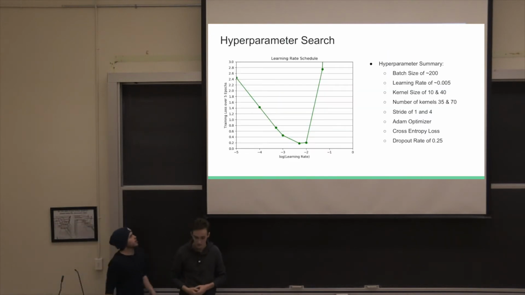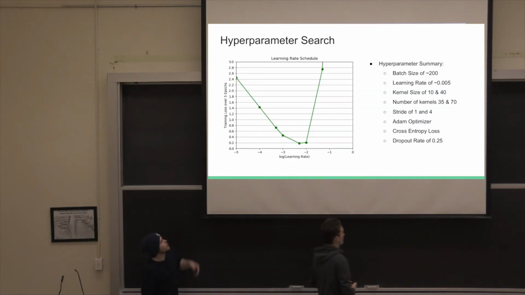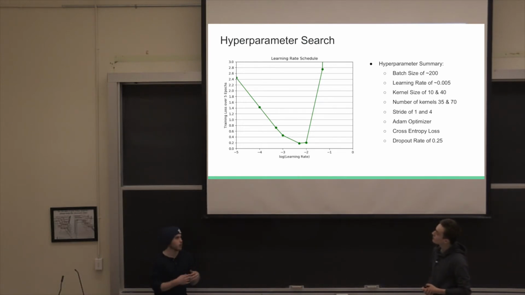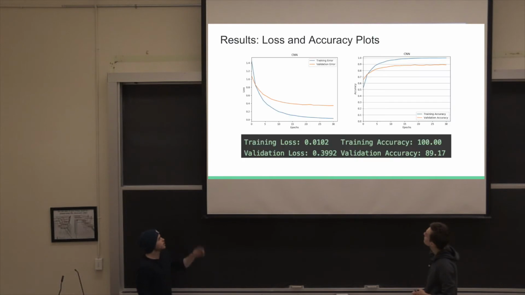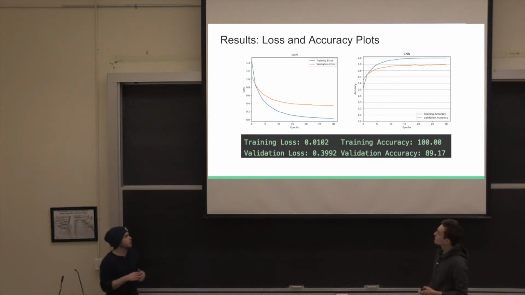Using that architecture, we did a hyperparameter search. This is our learning rate schedule, which is given on the left. And then we did a coarse-to-fine search for the remaining hyperparameters. Just some important ones to note: we're using the Adam optimizer, cross-entropy loss, and a dropout rate of 25%. Using those hyperparameters, we have these loss and accuracy plots. Note that it's overfitting a little bit, but not to the extent that it diverges. It just plateaus at different values.